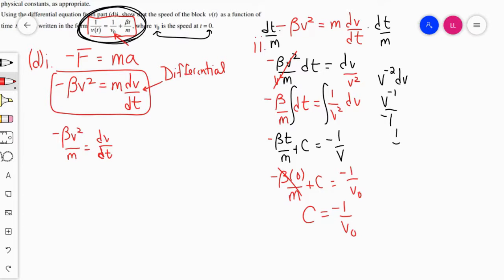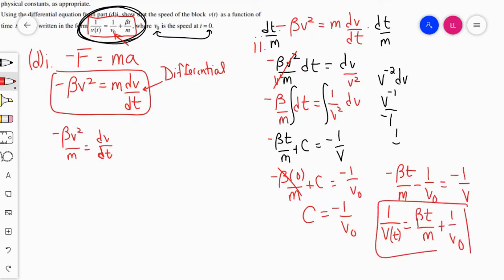And so now when I plug it in, I'm going to get negative beta t over m minus 1 over v0, because that's now my c, equals negative 1 over v. There's where my extra negative sign is, since they're all negative. I can get rid of that negative sign, or I can multiply this by negative 1, which turns everything positive. So 1 over v of t equals beta t over m plus 1 over v0. And that was the answer that they're looking for. Again, this was part of a question, so you could see that pop up as well on the test.